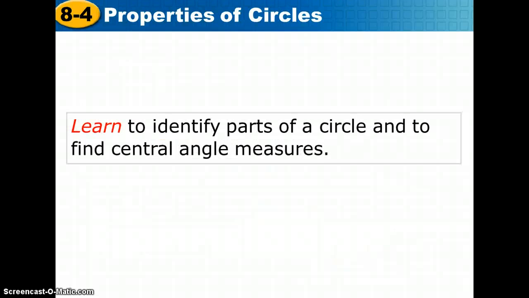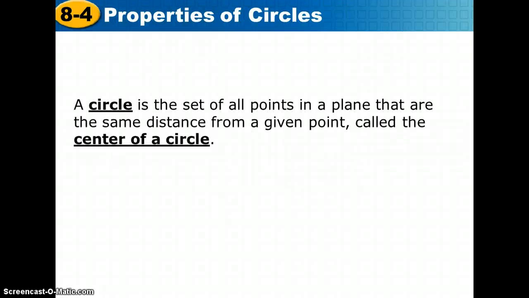Today we're going to learn to identify parts of a circle and to find central angle measures. So we know that a circle is a set of all points in a plane that are the same distance from a central point. And boy, that was not the same distance from my central point, was it? Let's erase that and put a better central point there. How about here?